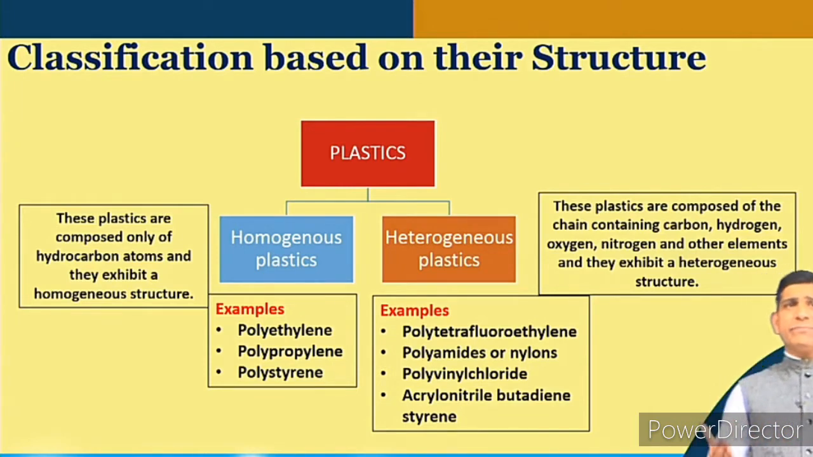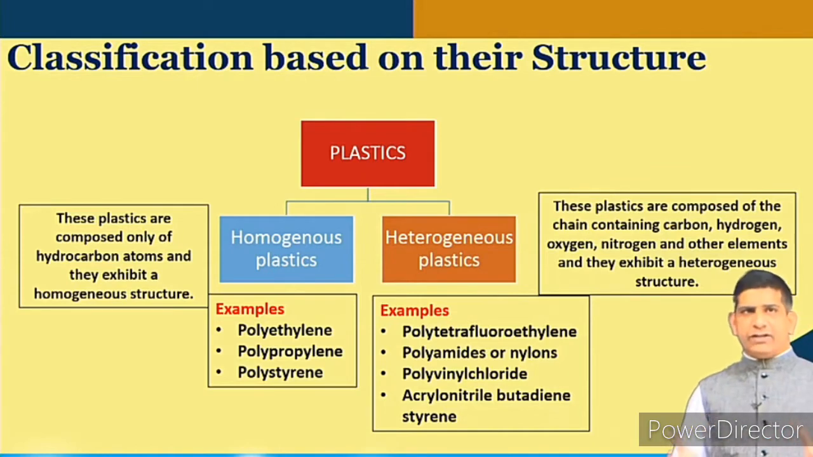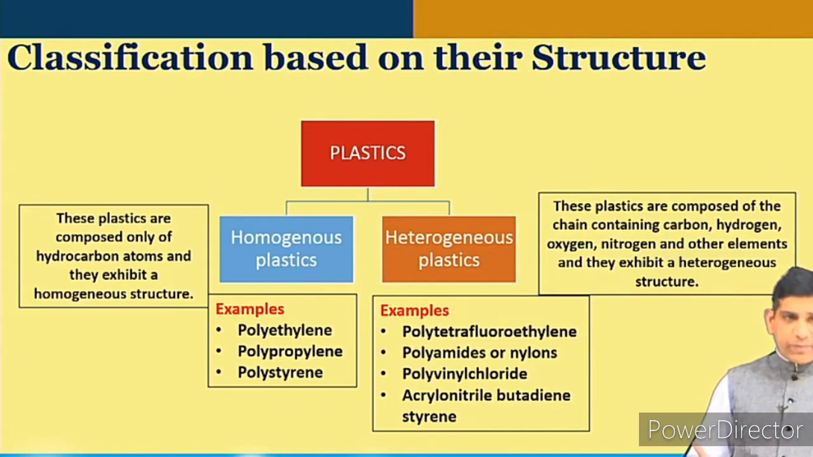Now, what is heterogeneous plastic? These plastics are composed of chains containing carbon, hydrogen, oxygen, nitrogen and other elements, and they exhibit a heterogeneous structure. So, the structure is not homogeneous, it is a heterogeneous structure. Examples include polytetrafluoroethylene, polyamides or nylons, polyvinyl chloride and then ABS. These are the heterogeneous plastics. So, this is homogeneous versus heterogeneous plastic.